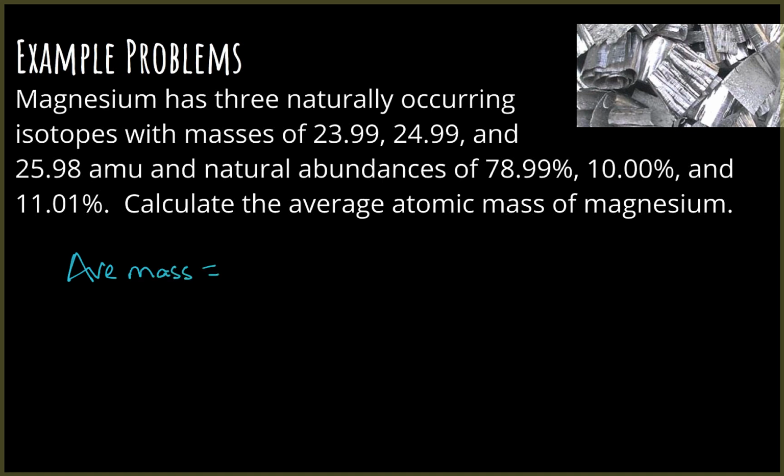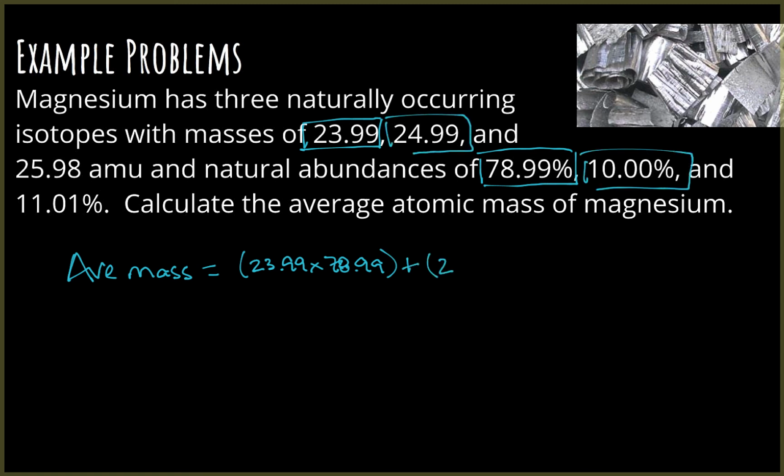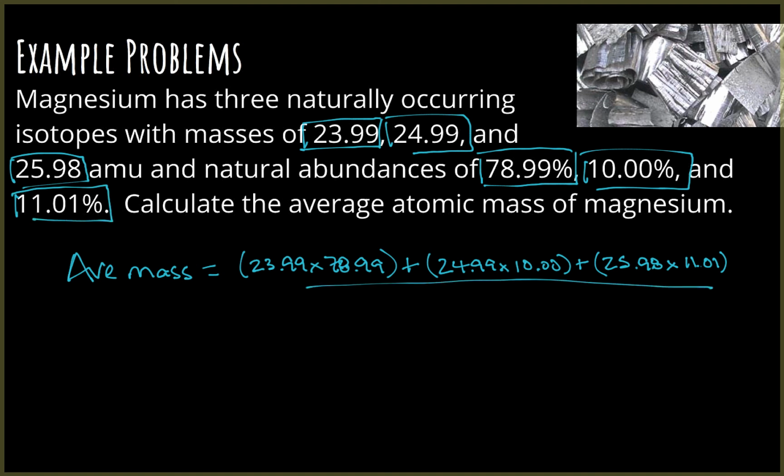Again, mass times abundance. They have them listed in order. So 23.99 times 78.99. That's my first one, plus the second one, 24.99 times 10, plus the third one, 25.98 times 11.01. And I'm going to divide all those by 100.